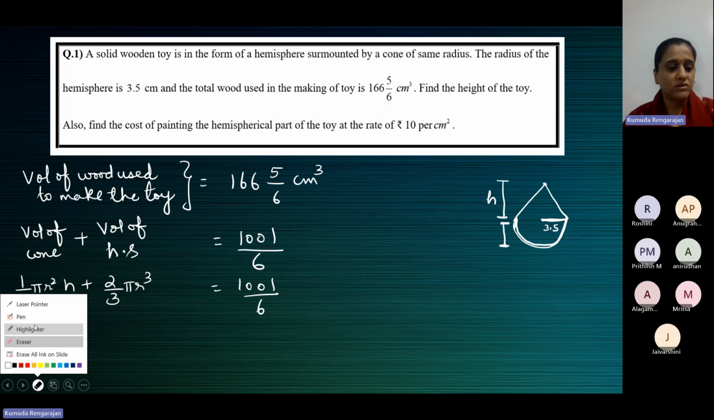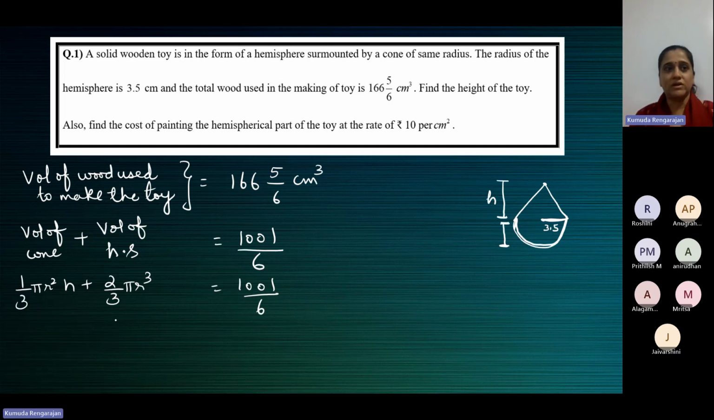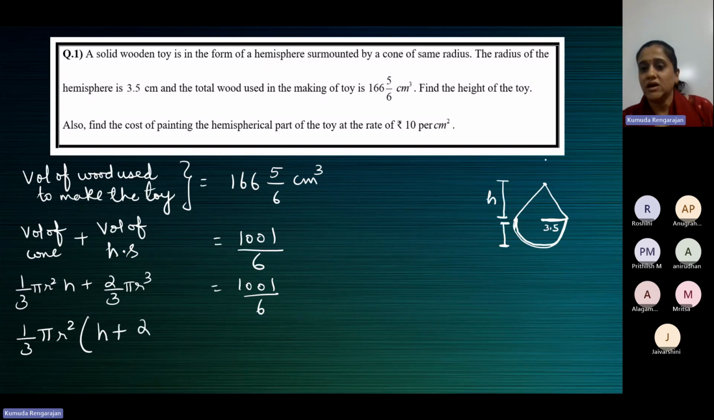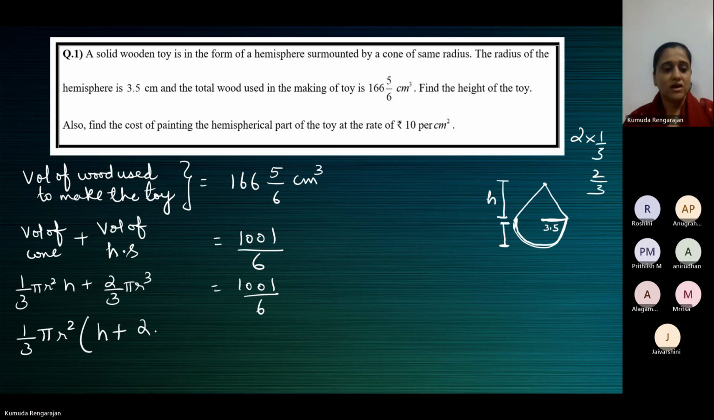Okay, so now take out common. What's common? 1 by 3 is common, pi is common, r square is common. So what do you get in the bracket? H plus, not 2 by 3. 2 into 1 by 3 is 2 by 3. So 1 by 3 is outside, so into 2 is 2 by 3. Pi is outside. So the volume is equal to 1001 by 6.